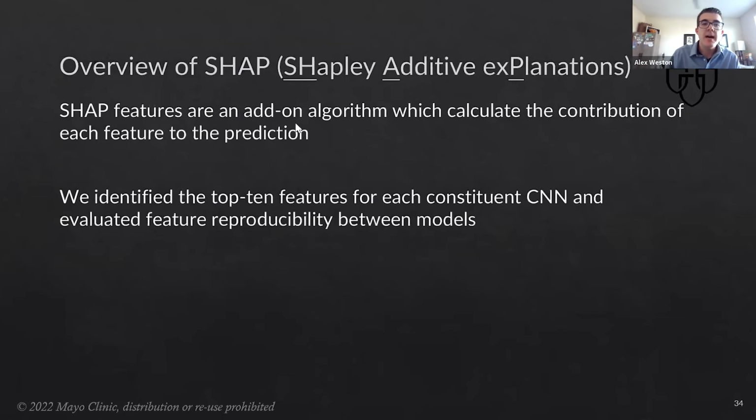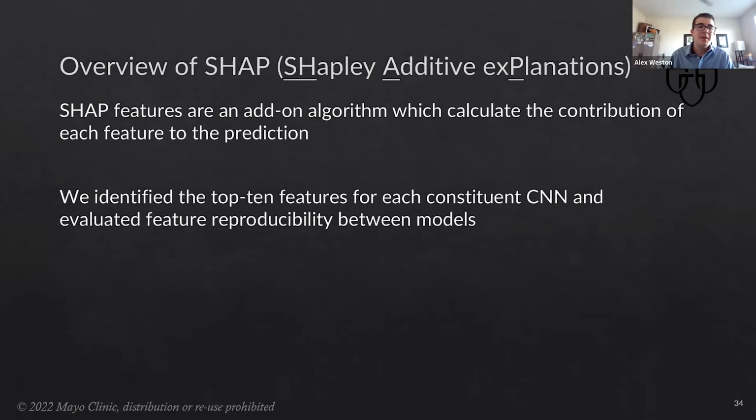Okay, so next I want to talk a little bit about this experiment we ran with an explainable AI technique called SHAP. SHAP stands for Shapley Additive Explanations. And so one comment on explainable AI. Within the deep learning space, for a very long time, there were no explainable AI techniques, or very few, I should say.